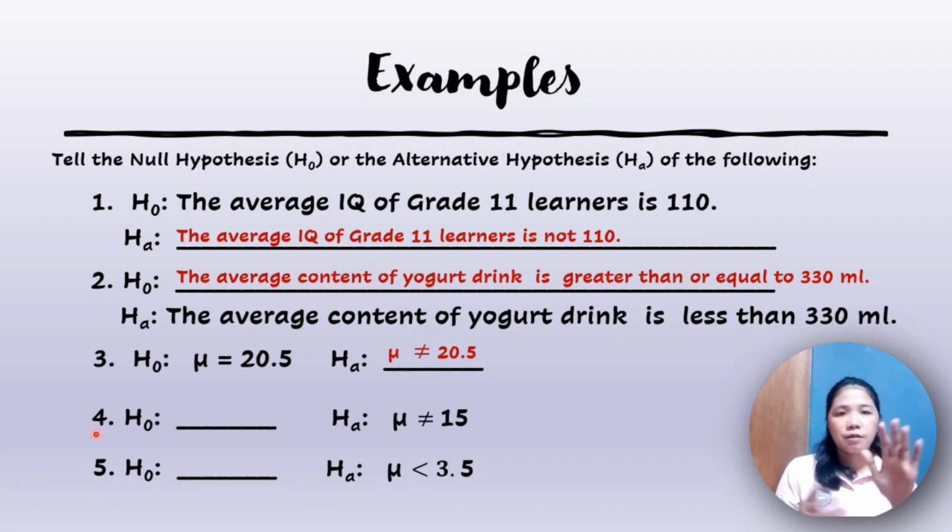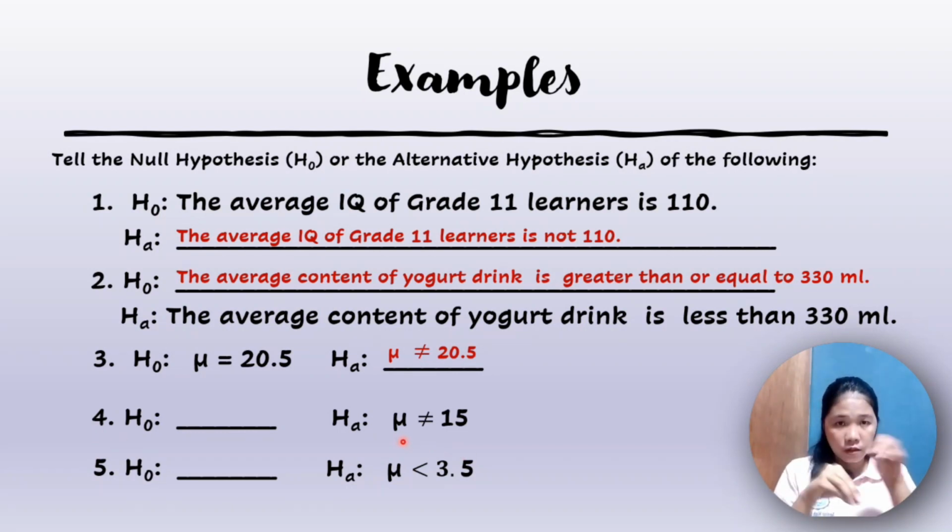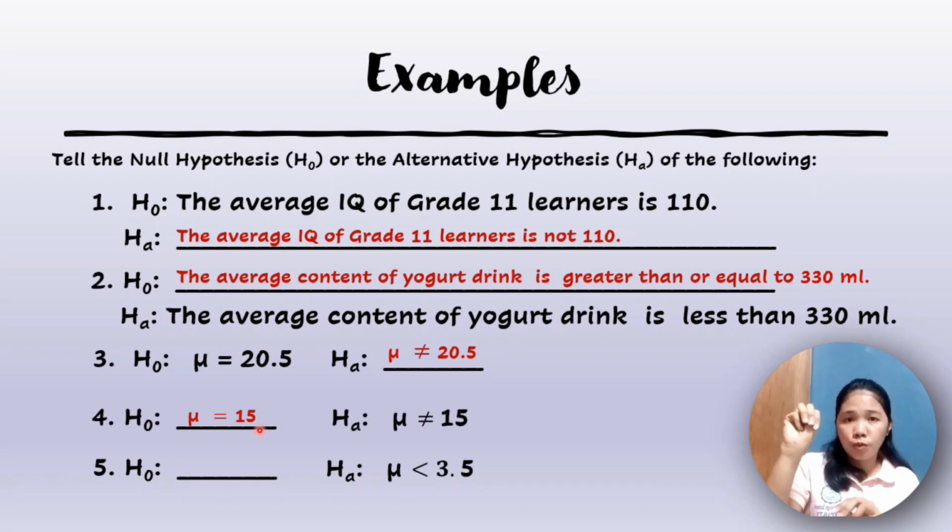Example number 4. The given here is an alternative hypothesis. Mu is not equal to 15. So then again, we need to negate this symbol. What is the negation of the not equal to symbol? Correct. That is the equal symbol. Therefore, our null hypothesis is mu is equal to 15.